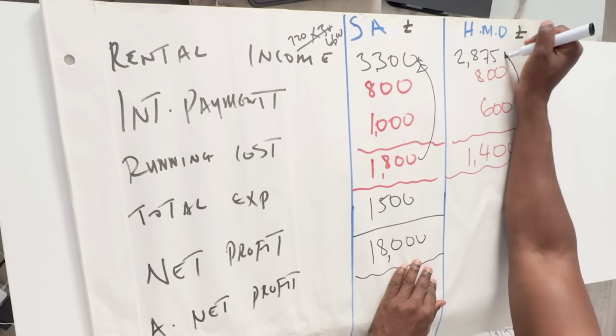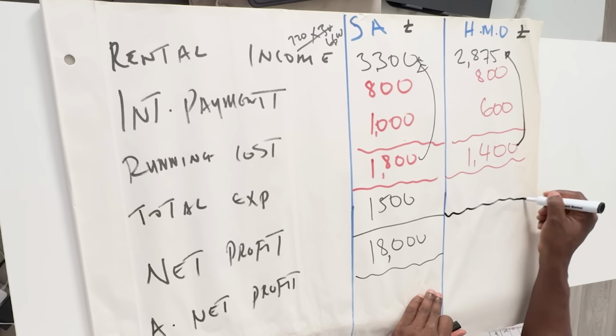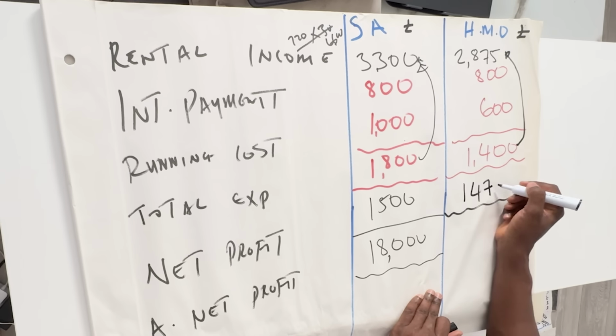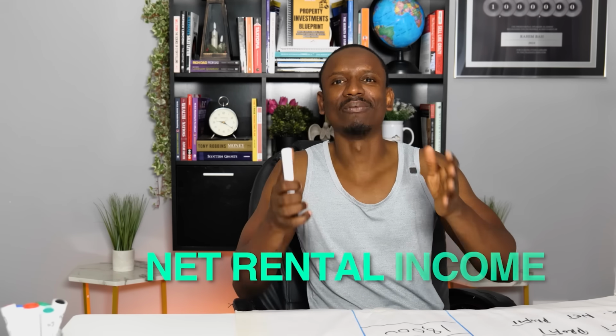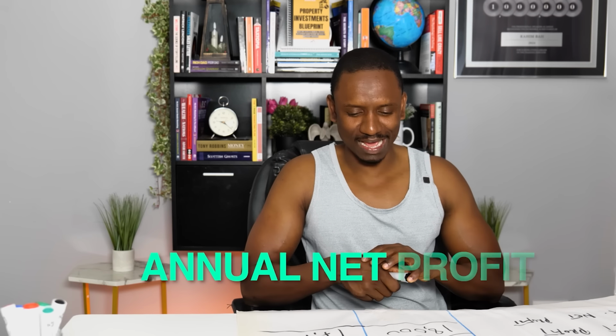So if we minus £1,400 from the £2,875 gross rental income, that property will generate us a net profit of £1,475. So this then becomes our net rental income. So if we times that by 12 months, we're talking about £17,700. And this then becomes your annual net profit.